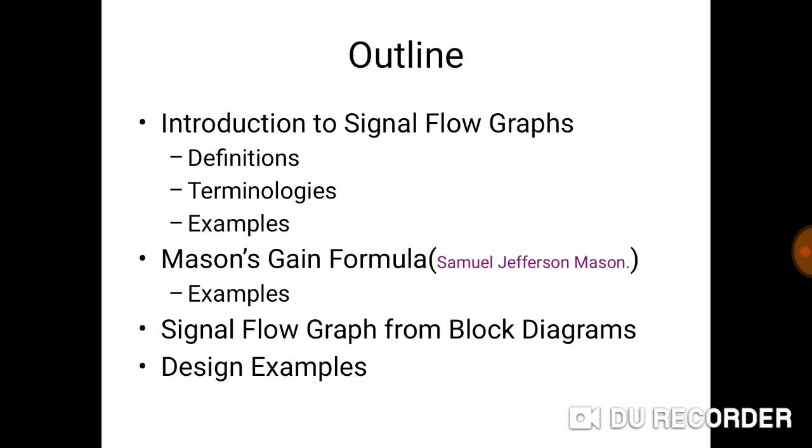In this, I will discuss the introduction to signal flow graph, definition, terminologies, and some examples on a signal flow graph. Then we will discuss Mason's gain formula. This gain formula is used for finding the transfer function with the help of a signal flow graph. We'll discuss some examples on that. Then we will consider a block diagram and draw the signal flow graph with the help of the block diagram, and then we'll discuss some examples based on that.